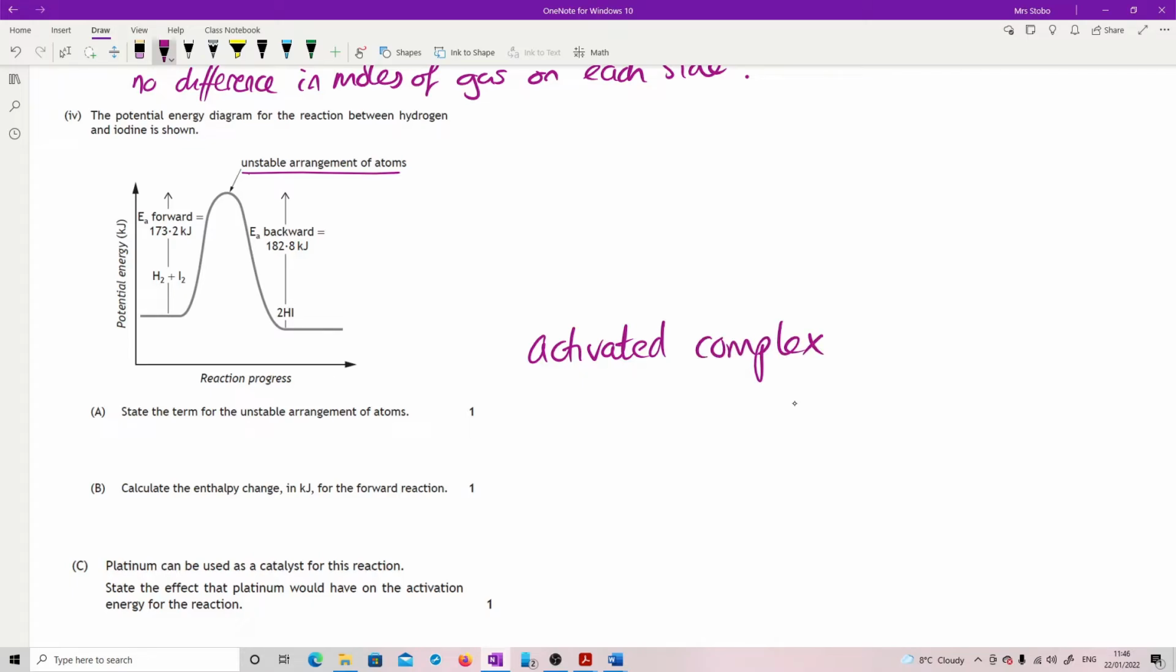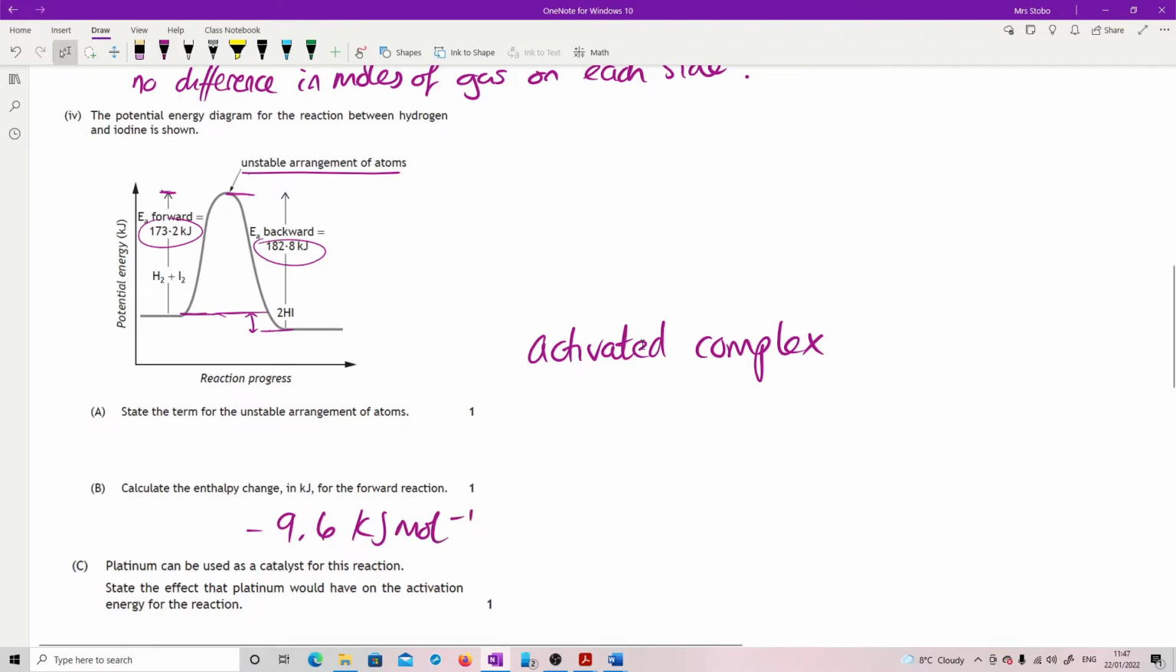Calculate the enthalpy change in kilojoules for the forward reaction. What we've got is the EA for the forward going from here to here, and the EA for the back going from here to here. So that's my delta H. I just need to take this away from this, and I know it's a negative. It's a pretty straightforward calculation for this one. 182.8 minus 173.2 gives me 9.6. That's a minus 9.6 kilojoules per mole.